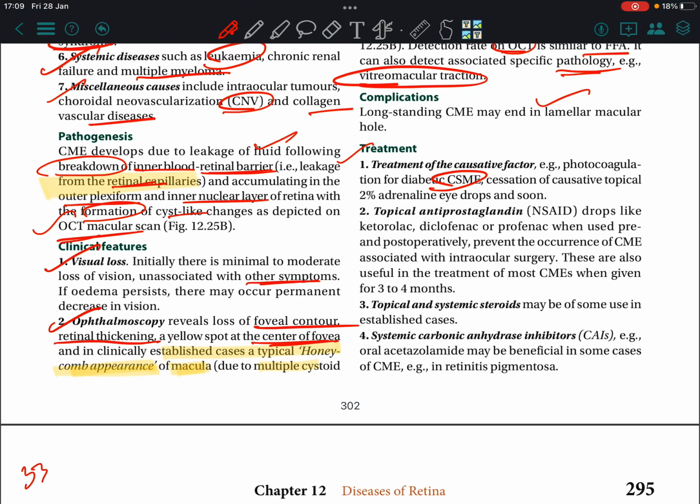Topical and systemic steroids may be used in established cases. Systemic carbonic anhydrase inhibitors, including oral acetazolamide, may be beneficial in some cases of CME, for example retinitis pigmentosa.